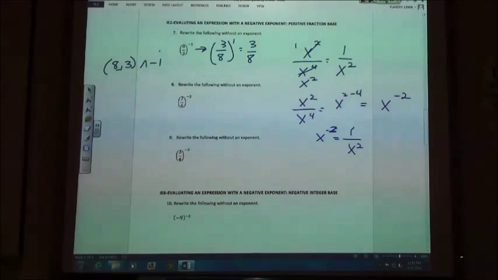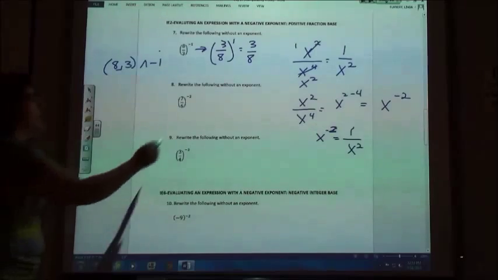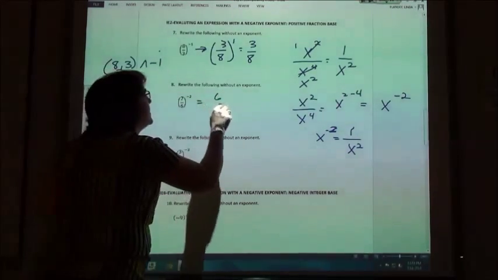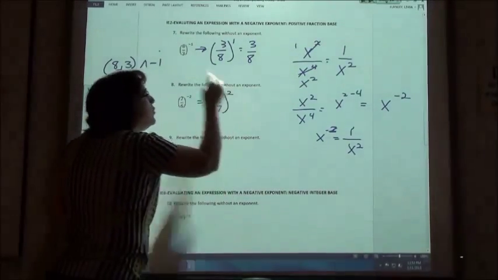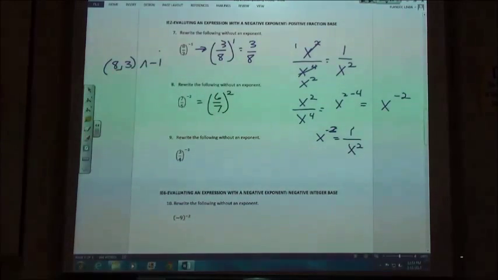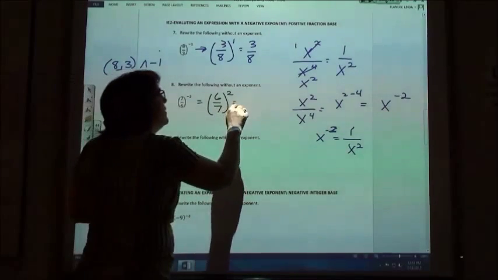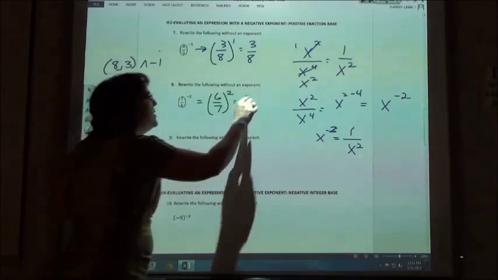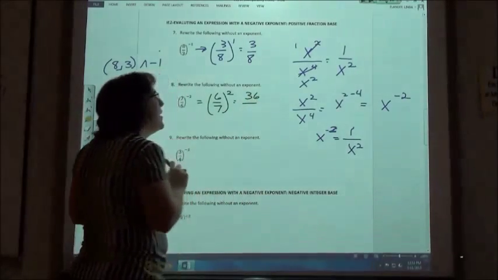So, if I have 7/6 to the negative 2 power, the reciprocal of 7/6 would be 6/7, and that makes it a positive 2 instead of a negative 2. And on this one, then I have to square. 6 squared is 36, and 7 squared is 49.